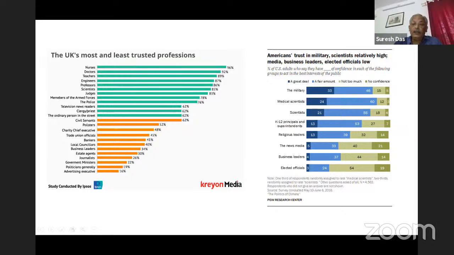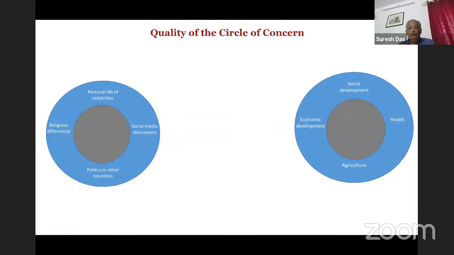In spite of the fact that scientists enjoy such a large trust from society, my question is, how much are we actually impacting the way society is run? When I talked about the circle of concern, the circle of concern is important, but the nature or the quality of the circle of concern is also important.